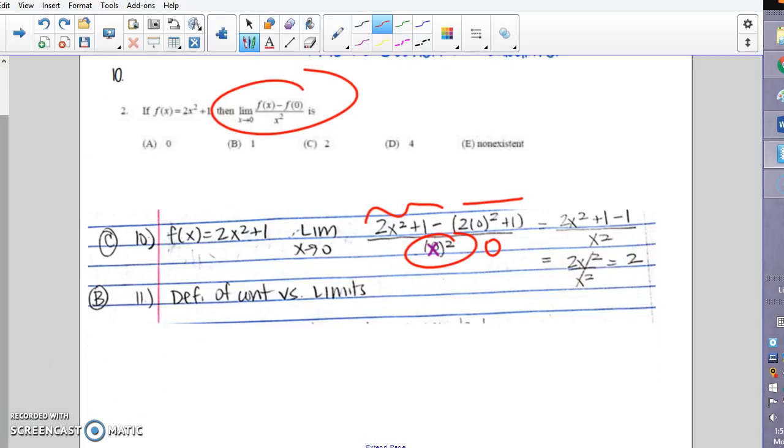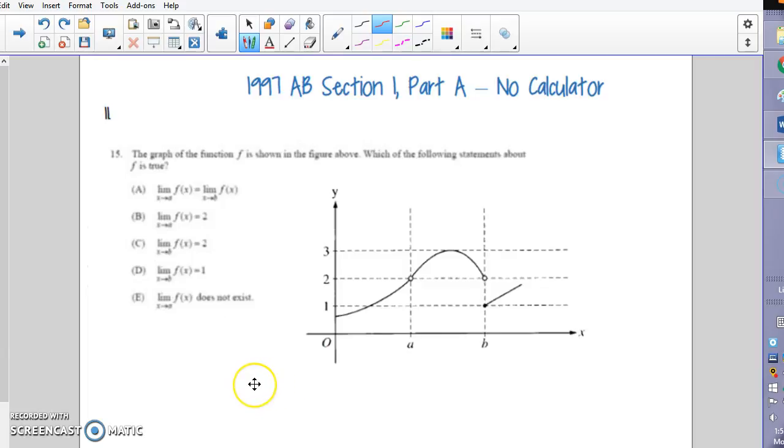Number 11, so this is another one where it's the definition of continuity versus limits. You saw this one in chapter 2 on your test, and you also saw it in some warm-ups. The limit as x approaches a is the same as the limit as x approaches b. The limit at a is 2. The limit at b, because they're not approaching the same value from the left and the right: from the left he's approaching 2, from the right he's approaching 1. There is no limit at b. The limit at a is equal to 2.